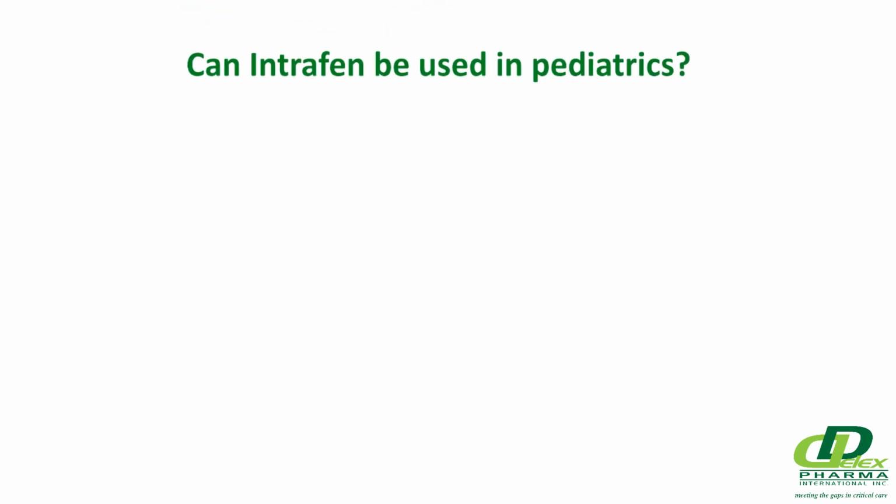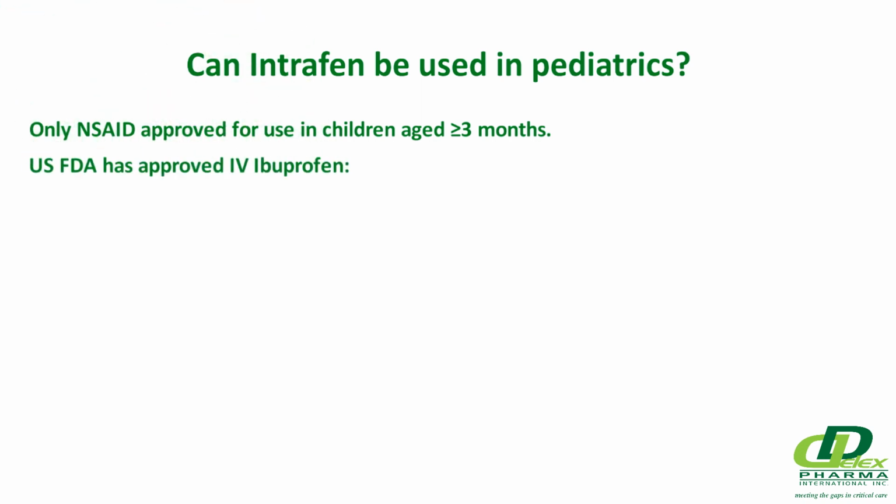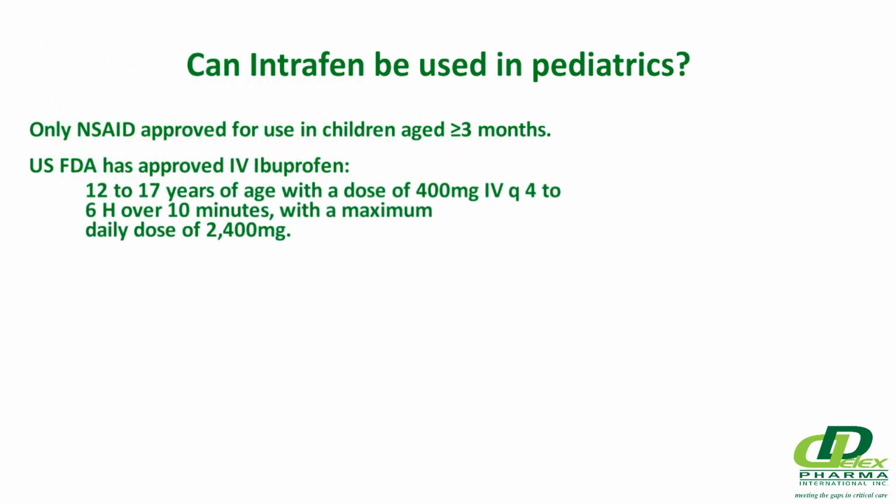Based on clinical studies, ibuprofen is the most widely used NSAID for the treatment of inflammation, mild to moderate pain, and fever in children, and is the only NSAID approved for use in children aged 3 months and older. US FDA has approved IV ibuprofen to be administered to pediatric patients 12 to 17 years of age with a dose of 400 mg IV every 4 to 6 hours over 10 minutes with a maximum daily dose of 2,400 mg.